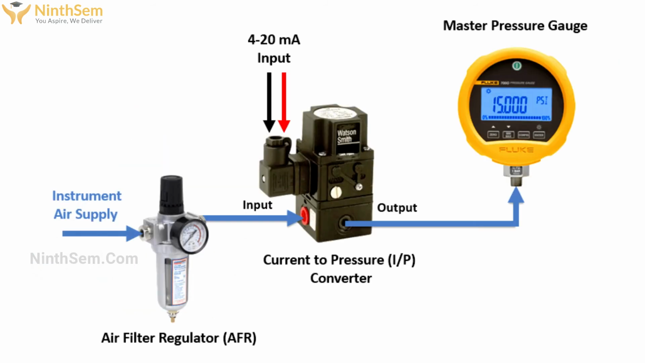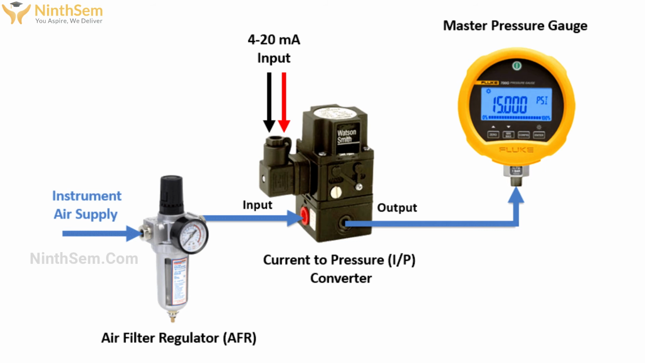As you can see in this figure, an instrument air supply is there, with an air filter regulator, which feeds inside a current to pressure transducer, that is the converter. Now you can see the 4 to 20 milliamp signal is fed through the I2P converter and the output pressure is shown in the pressure gauge. So that is the role of an I2P converter.